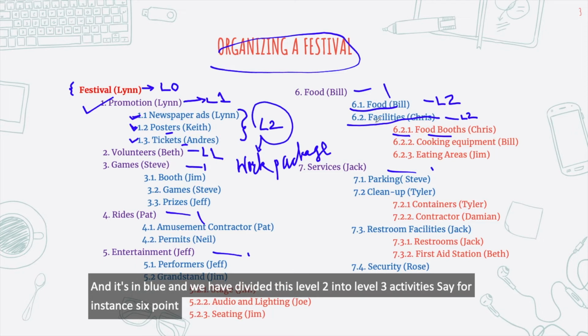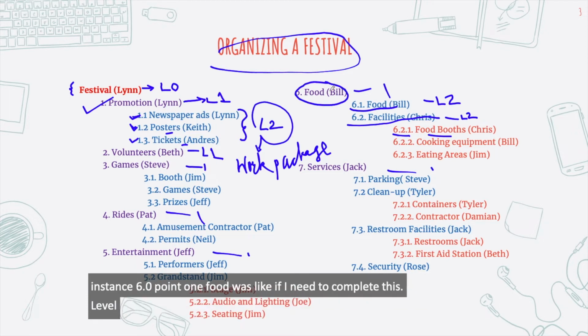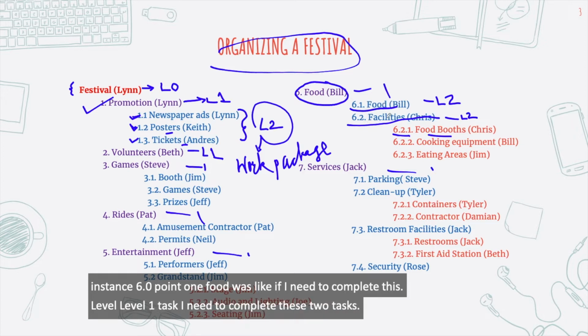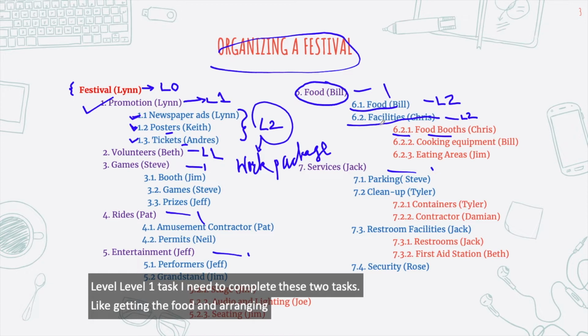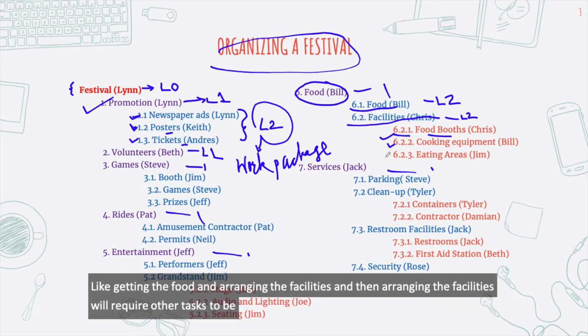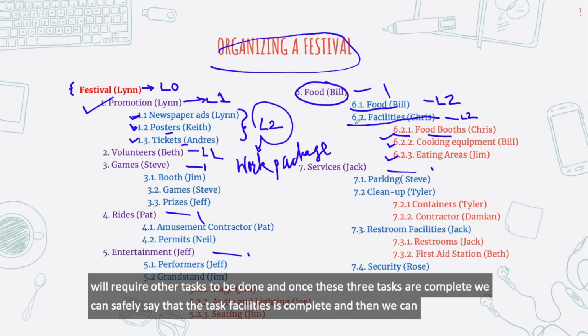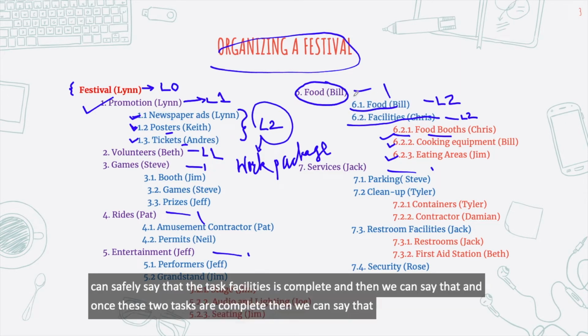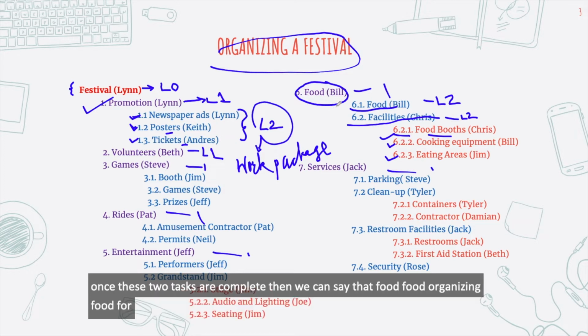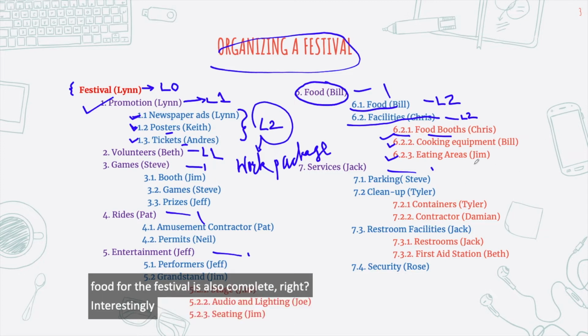If I need to complete this level 1 task, I need to complete these 2 tasks, like getting the food and arranging the facilities, and then arranging the facilities will require other tasks to be done. And once these 3 tasks are complete, we can safely say that the task facilities is complete. And once these 2 tasks are complete, then we can say that organizing food for the festival is also complete, right? Interestingly, we can also assign the responsibilities when we have the structure.